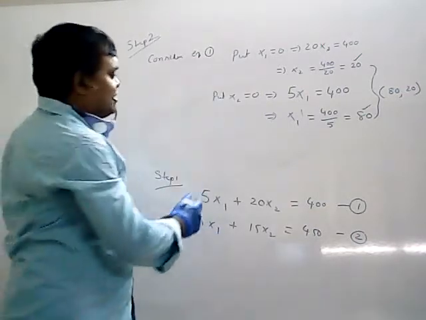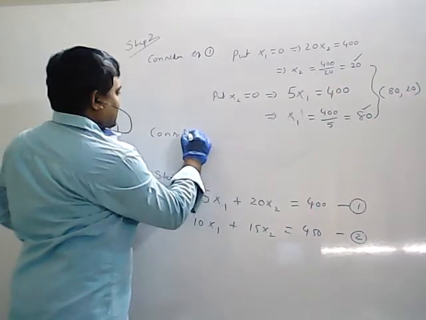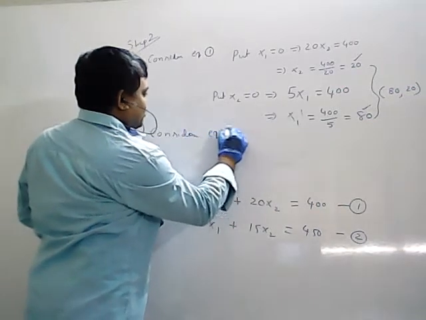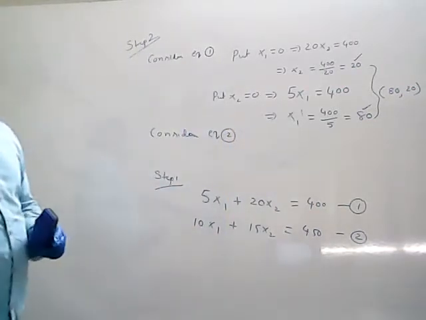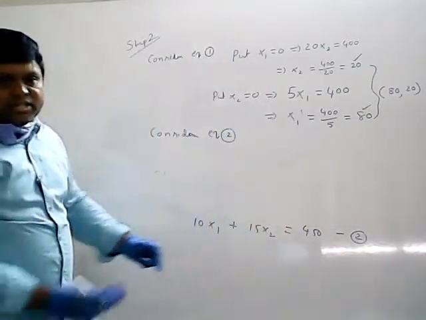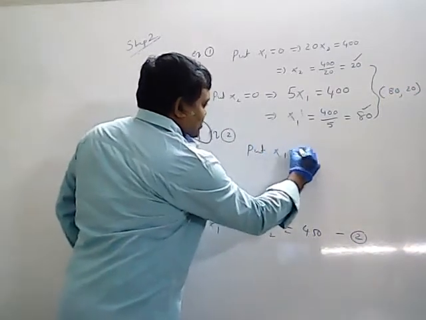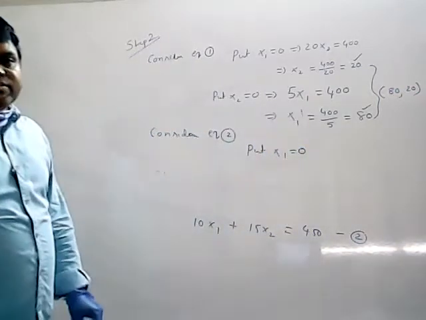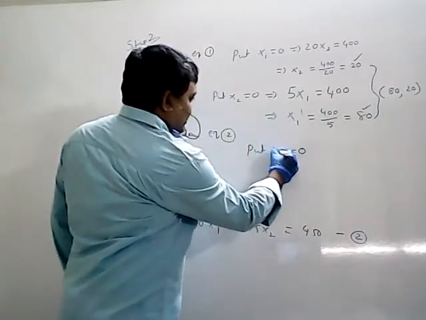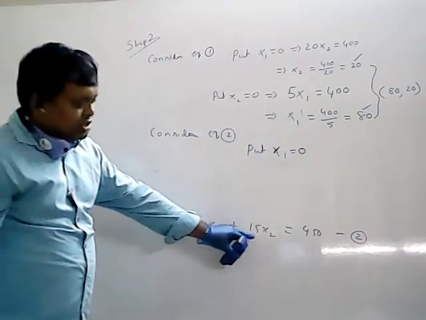Okay. Now consider equation number 2. This is the equation. Now put x1 equal to 0, the same procedure. In this equation, you are saying that x1 is 0. That means what will you get?